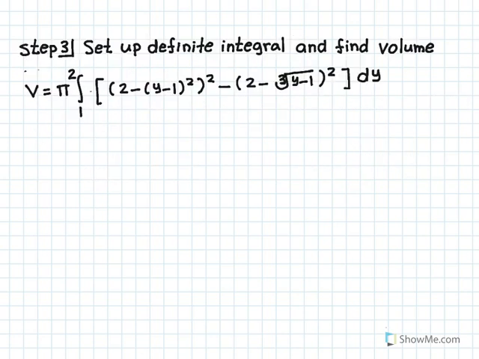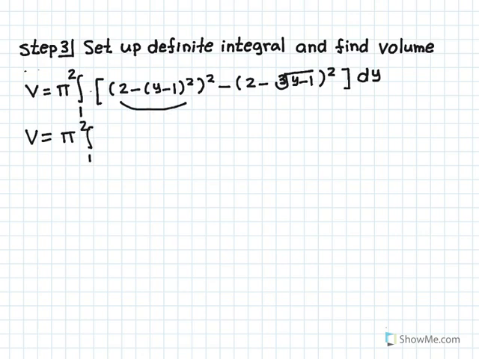So setting up the definite integral and finding the volume. Here's the volume of the solid in terms of a definite integral. Now we have to expand the integrand, simplify, and integrate. So that's going to be the heavy-duty stuff. So pi times integral from 1 to 2.